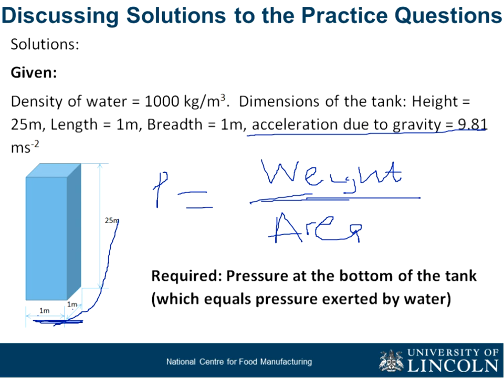So if you know that density equals mass over volume, then you can get your mass out of that, because you know the density and you know the volume. Once you get your mass, all you need to do is multiply your mass by acceleration due to gravity, 9.8, then you have your weight. So your weight divided by area is the pressure.